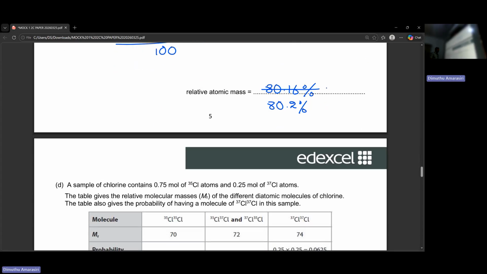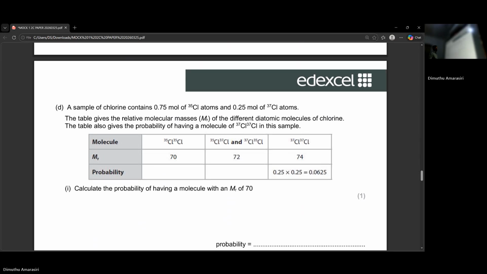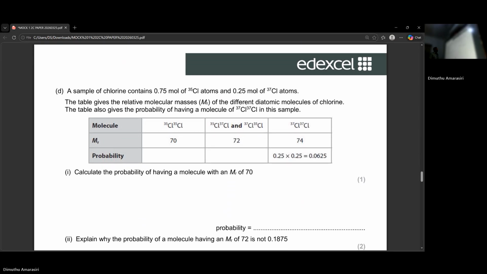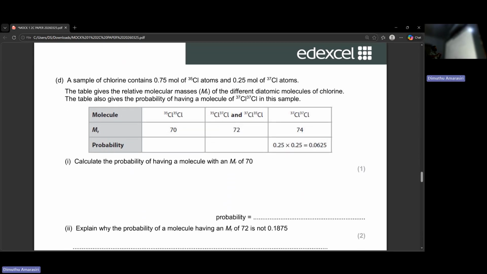Right, D. Another question. It's similar but different. A sample of chlorine contains 0.75 of fluorine atoms and 0.25 of chlorine atoms. The table gives relative molecular masses for each different diatomic molecule of chlorine. The table also gives the probability of having molecules in the sample.